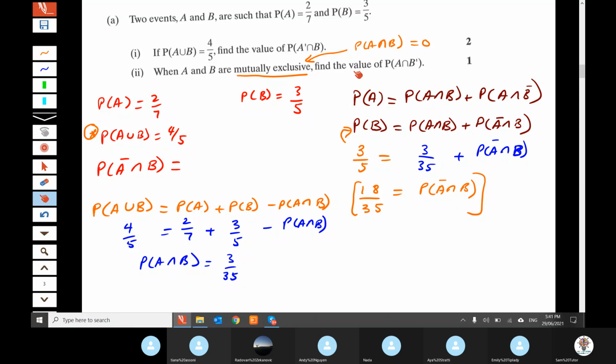Cool. So mutually exclusive, probability of A and B is equal to 0. If we're trying to find this one, we know that that equals 0. So this just equals probability of A. Tiana, does that make sense? Yeah. So that just equals 2/7.